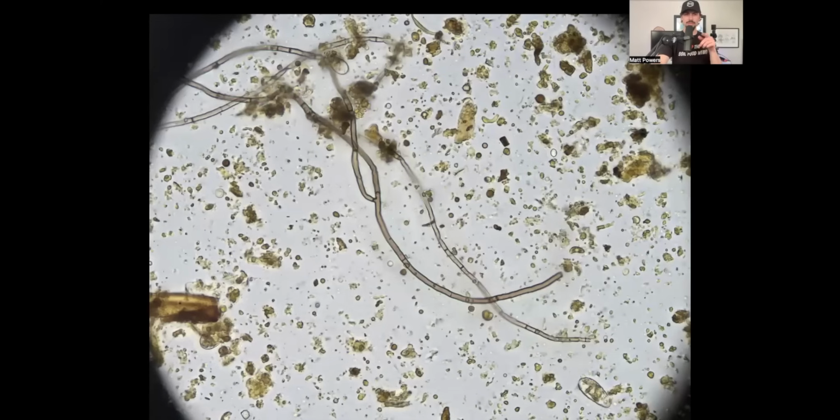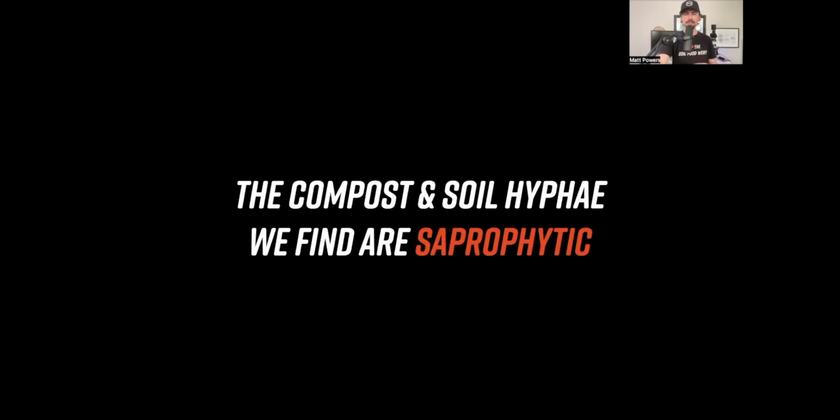What's so cool here is you can see some testate amoebae mixed into here. There's one top left quadrant, one bottom left quadrant, one bottom right quadrant. The hyphae we find in the compost and soil in these instances are saprophytic, and they're part of this process of soil creation, part of this process of decomposition. And they're awesome. They're incredibly important, but they're just part of a cycle and a story that indirectly affects our plants. Indirectly.